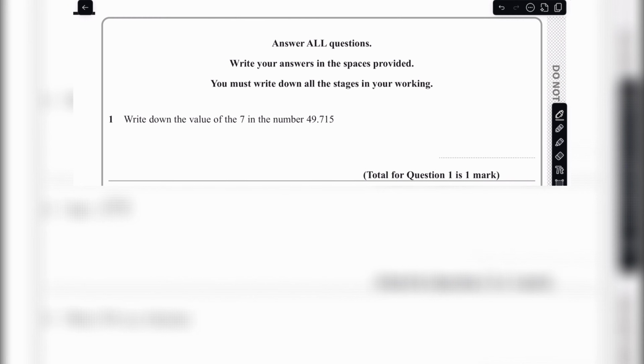In the first question, we are told to write down the value of 7 in the number 49.715. So using our place value, we can see that the number 7 represents the tenths. So the answer is simply 0.7.